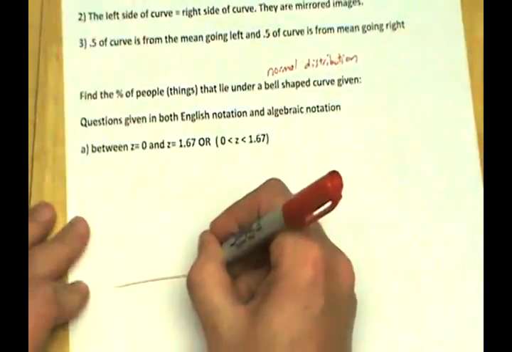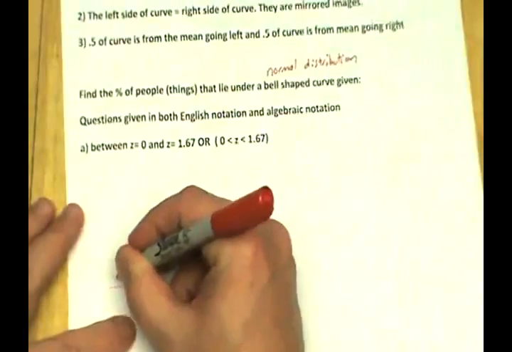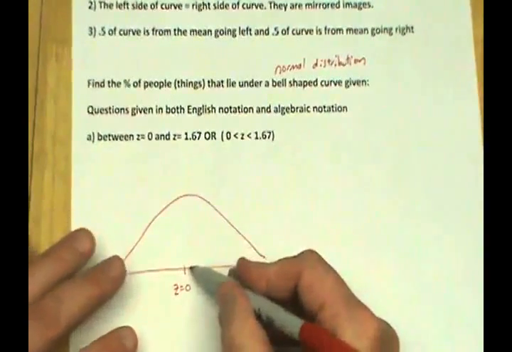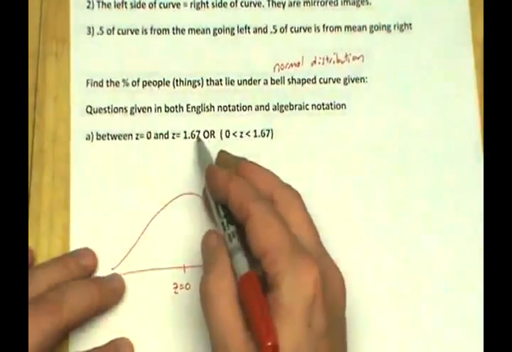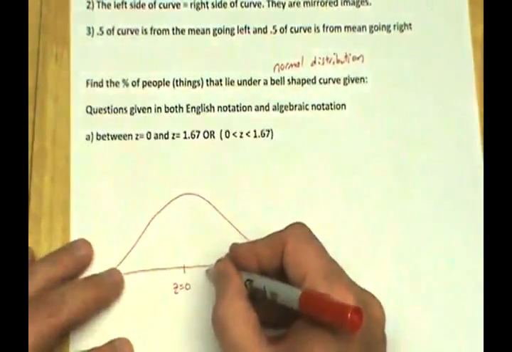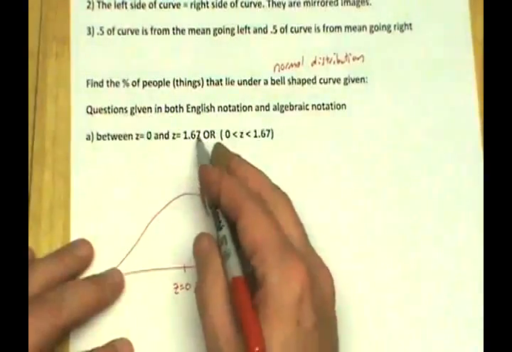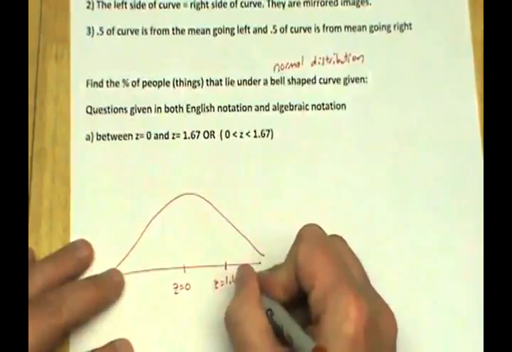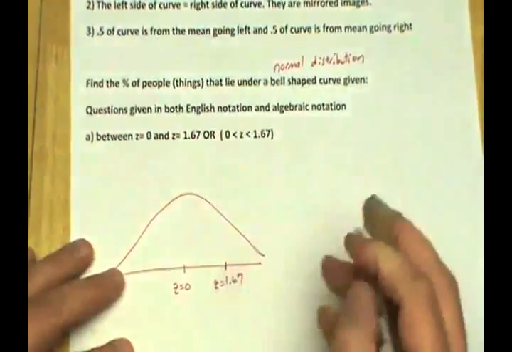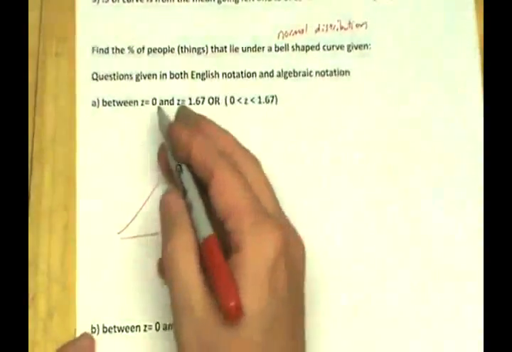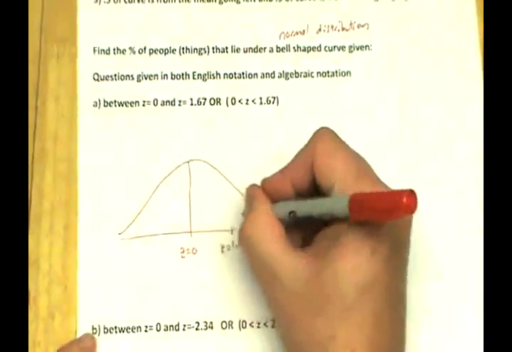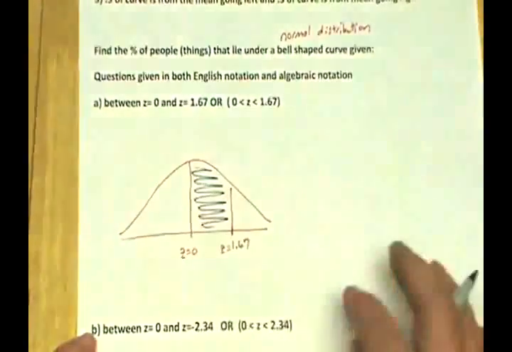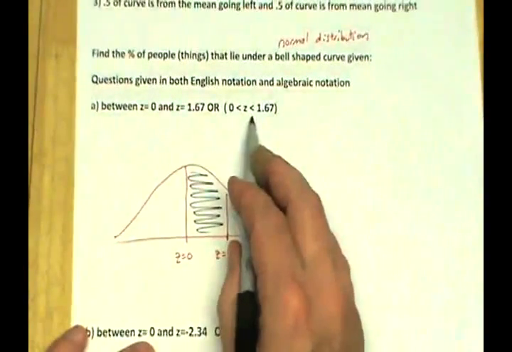So here's what we're going to do. We're going to draw ourselves a bell-shaped curve. Always label 0 no matter what. So z equals 0 is always the mean. That always goes in the middle. And because we have a positive z-score, I don't do tick marks of 1 and 2 and 3. I just simply say, oh, that's a positive z-score, so I put a tick mark to the right. I label it 1.67. I write my z's like that so you don't confuse them with the number 2. And we want between those two. So we're going to shade in that region right here. Now, the other way you can write it is in probability or algebraic notation.